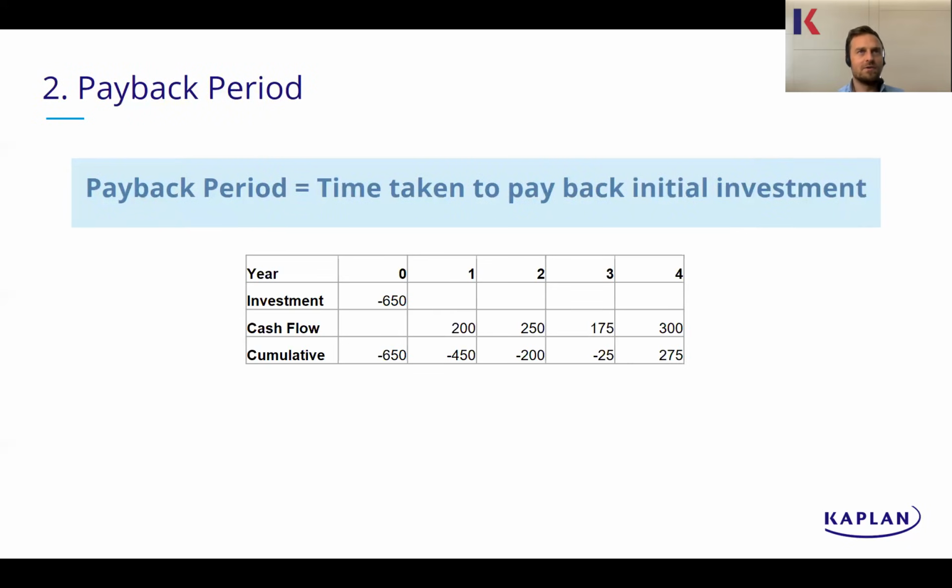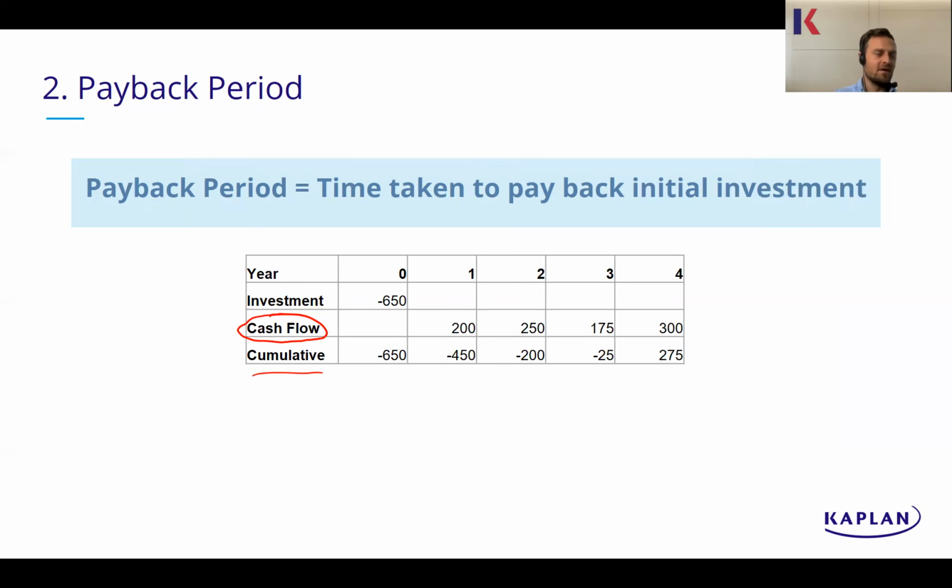Again, going to do a few numbers here. You'll notice this one uses cash flows instead of profits. So we are looking at cash flows rather than profits when we're doing payback period, which is preferable. What I've done here is given you the investment of 650. I've then made up some cash flows here: 200, 250, 175, and 300 across the 4 years. I've then added this cumulative row. And all that is just keeping track of where we're at with this project.